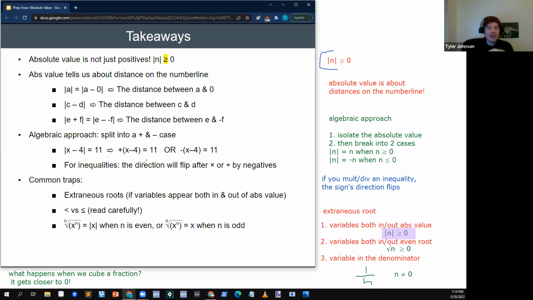And this exponent rule I find really cool. If we take the nth root of x to the nth, it's equal to the absolute value if n is even. We only return x itself if it's an odd root of an odd power.